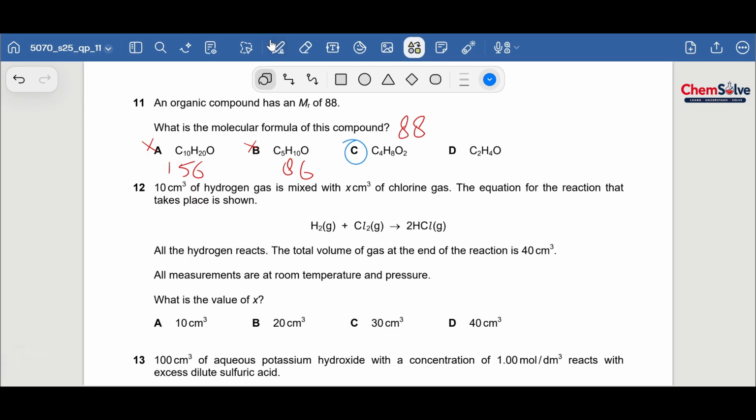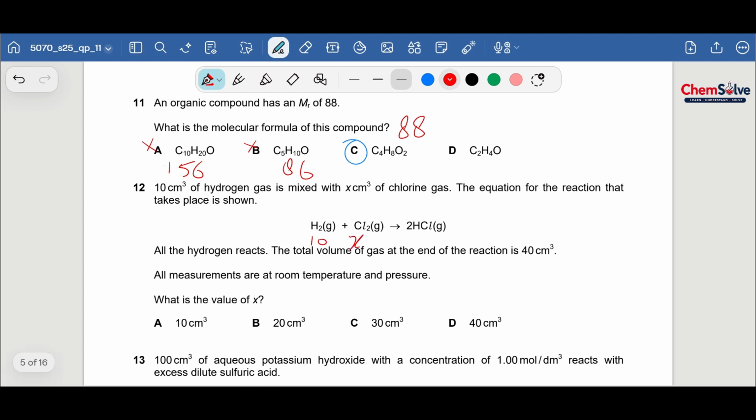Okay, so let's move to the next question, question number 12. 10 cm cube of the hydrogen gas is mixed with 8 cm cube of the chlorine gas. Okay, so hydrogen is 10 here, and chlorine is X. We don't know what is its exact volume, and it will produce hydrogen chloride.